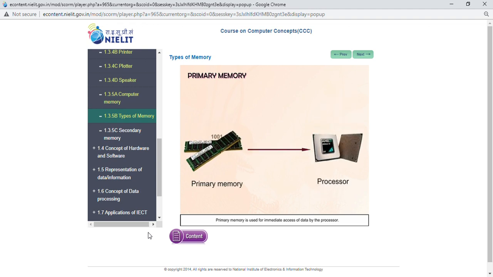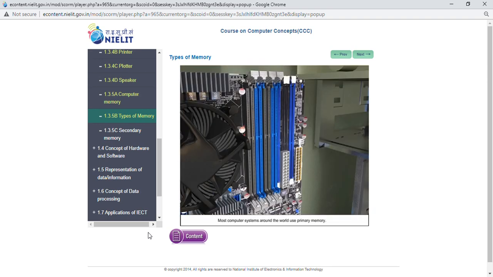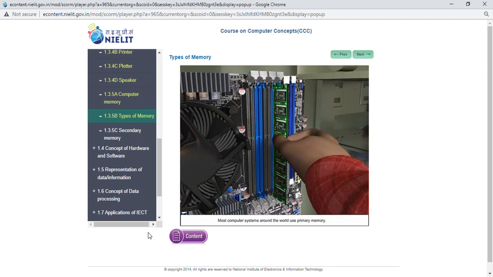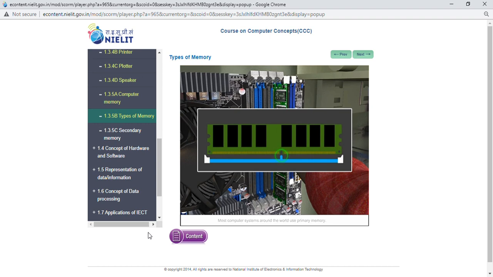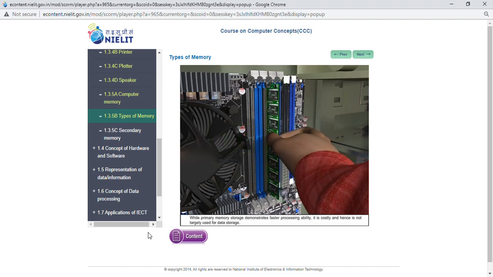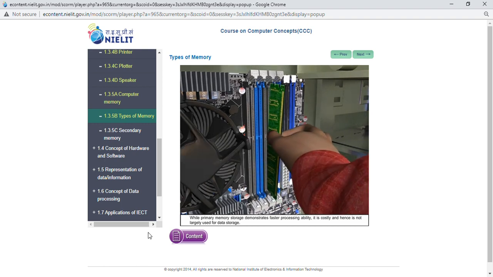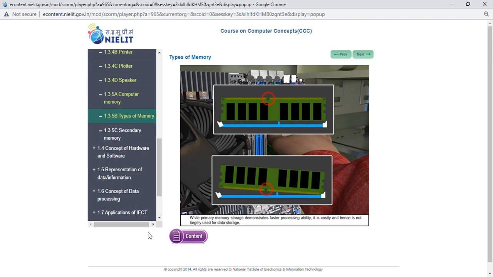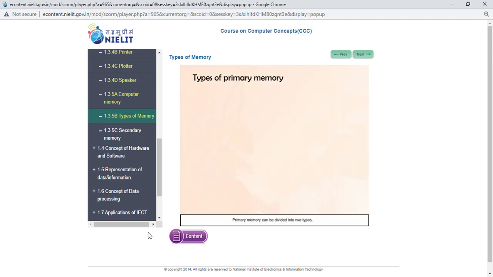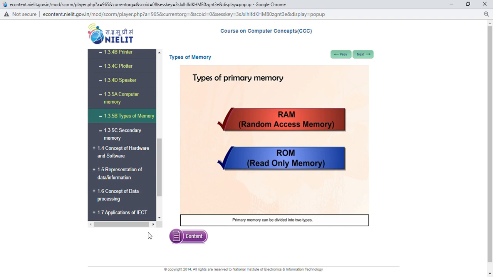Primary memory. Primary memory is used for immediate access of data by the processor. Most computer systems around the world use primary memory. While primary memory storage demonstrates faster processing ability, it is costly and hence is not largely used for data storage. Primary memory can be divided into two types: RAM, that is random access memory, and ROM, that is read-only memory.